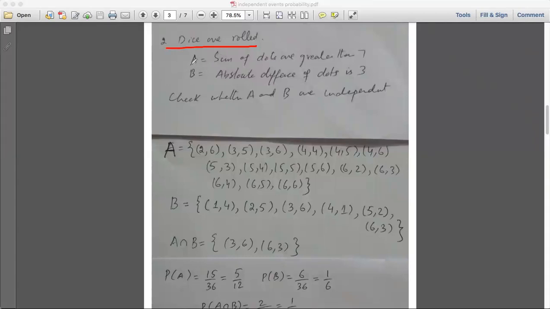अब A event क्या है हमारे पास? In A, sum of dots are greater than 7. Okay, in event A, the sum of dots are greater than 7. And event B, absolute difference of dot is 3. Okay, and what we need to check whether A and B are independent. हमें ये check करना है कि A और B independent हैं या नहीं.